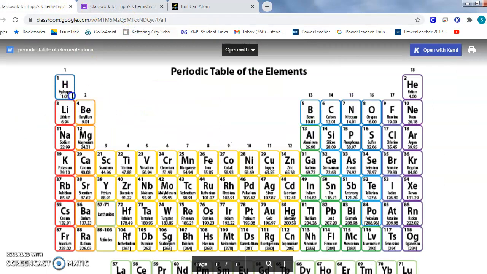Here we go. Here's a periodic table. There's hydrogen's atomic number in the upper left-hand corner on this table. So hydrogen has an atomic number of 1. That means hydrogen has 1 proton.